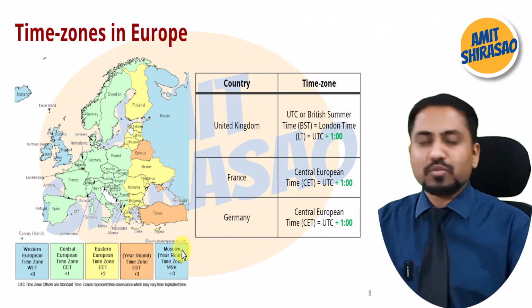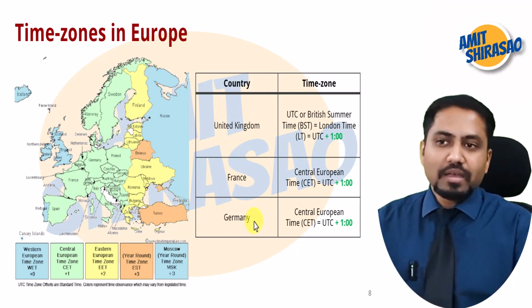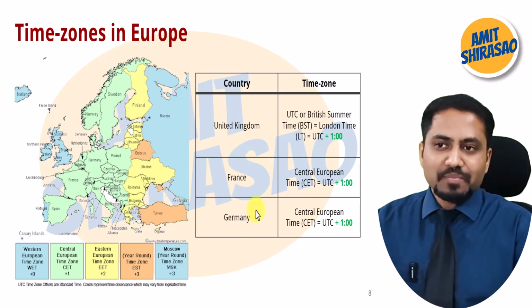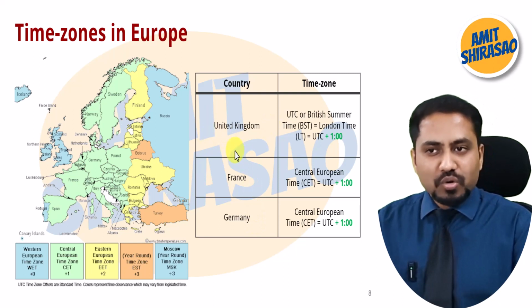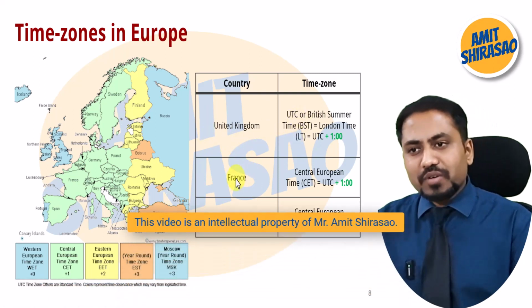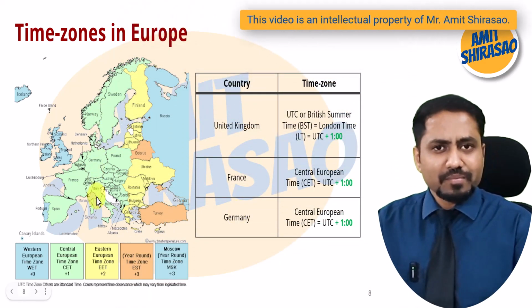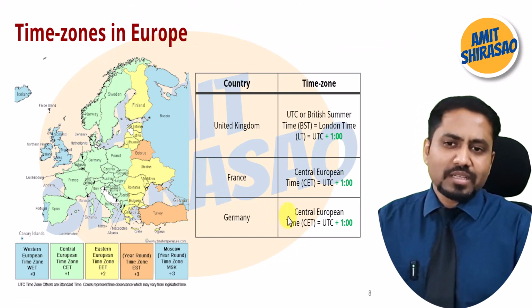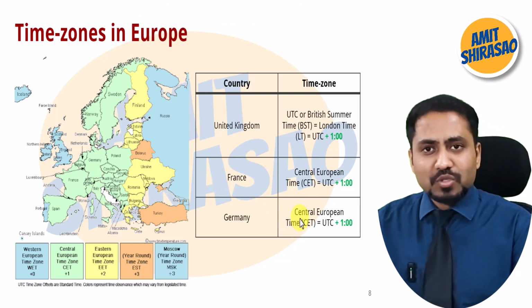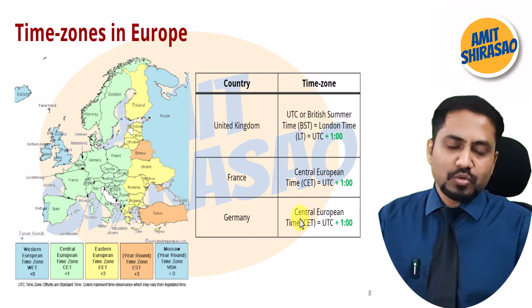So mainly you just need to worry about these three countries because IT companies are mostly in these three countries only. If it is the UK, then it is UTC. If it is France, Germany, Sweden, Norway, or most of the other countries, then it is Central European time zone, which is 1 hour ahead of UTC.